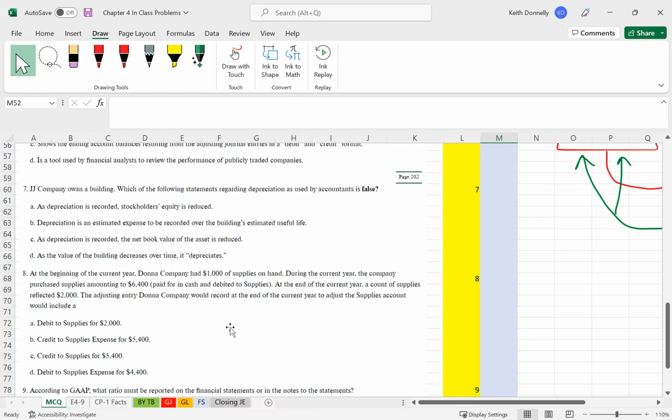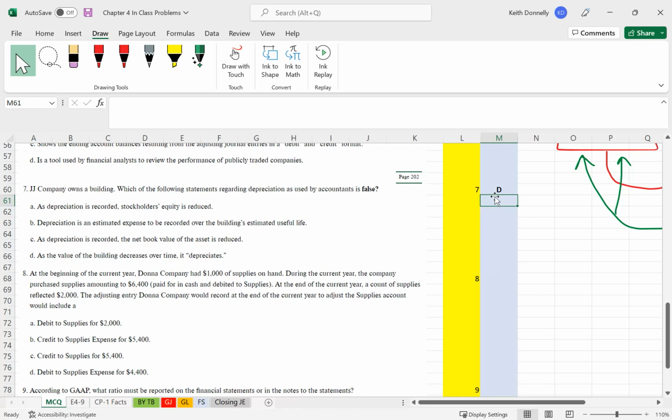Let's see, 7 here. It says a company owns a building. Which of the following statements regarding depreciation as used by accountants is false? So this one's going to be D here. It says as the value of the building decreases over time, it depreciates. What they're using there and how they're trying to trick you is they're using the everyday parlance of depreciation, like what people refer to it outside of financial accounting. So if you ask somebody on the street, oh, that thing's going to depreciate, they think that it means it goes down in value. That's like everyday language.